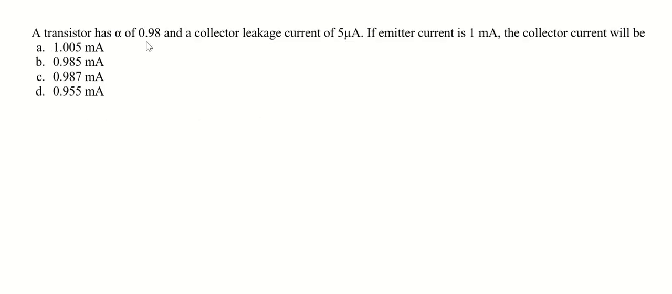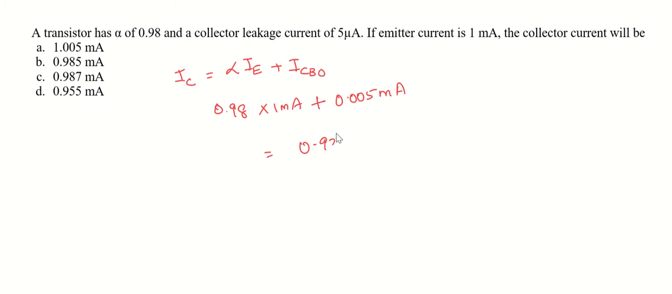Next question is, a transistor has an alpha of 0.98 and a collector leakage current of 5 microamps. If emitter current is 1 milliamp, the collector current will be. So we have a direct formula to find the collector current, that is IC equal to alpha IE plus ICBO. So alpha is given, 0.98 into 1 milliamp, plus ICBO is 0.005 milliamps. Okay, so the answer is 0.985 milliamps.